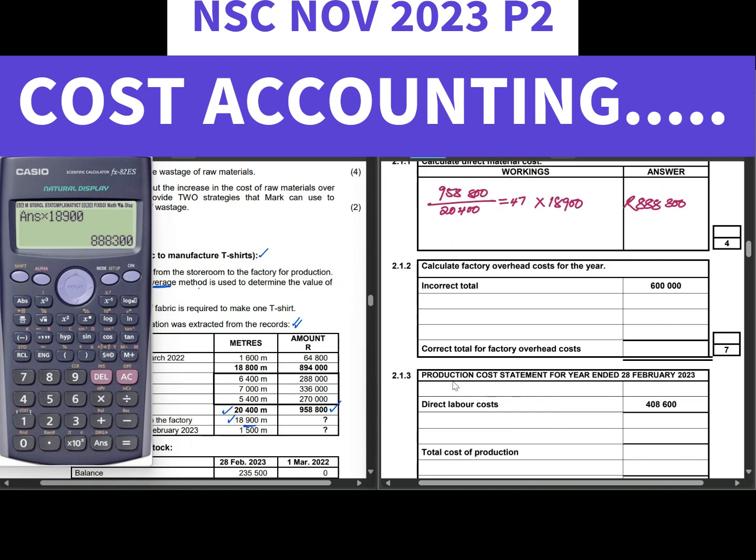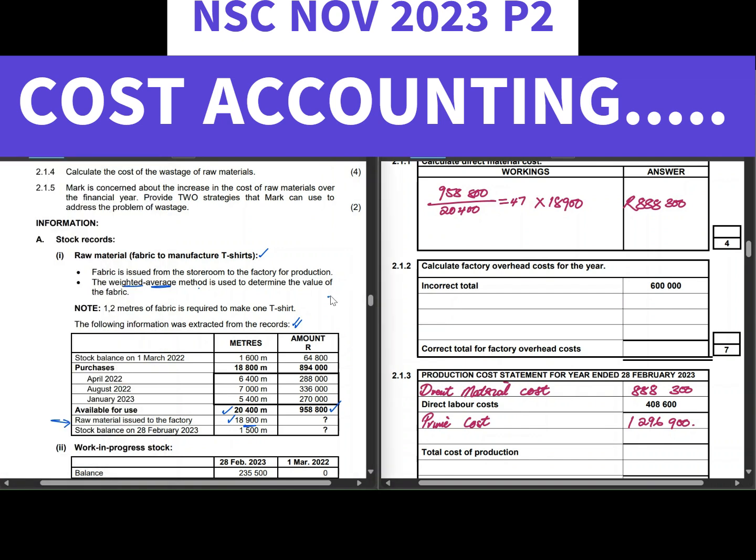That means I can bring it down here now. On top, I'll say direct material cost. So I'll say direct material cost here at the top. And my direct material cost is going to be 888,300. Already, that is going to give me what I call my prime cost, where I'm going to say 888,300 plus 408,600, and the total will give me 1,296,900. That becomes my prime cost over there.